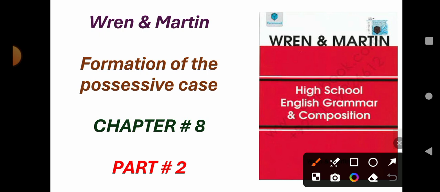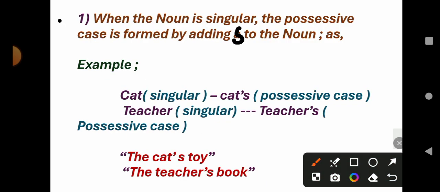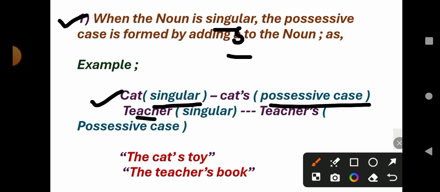So first of all, we discuss the possessive case. The possessive case is used to show ownership or possession of something. The first rule is, when the noun is singular, the possessive case is formed by adding 's to the noun. For example, cat. Cat is singular and cat's is the possessive case. Teacher is singular and teacher's is the possessive case.